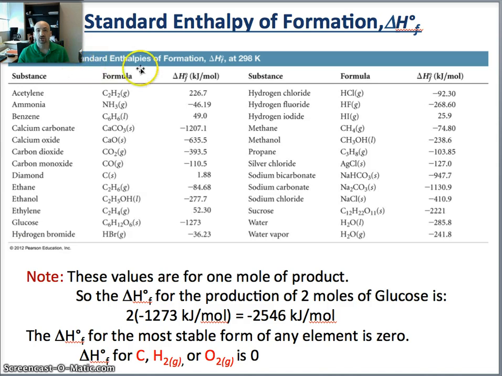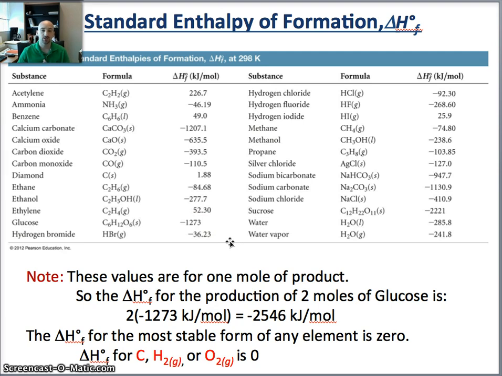So here are the standard enthalpies of formation, so delta H naught F. Okay, this is under standard states, 298 Kelvin and 1 atmosphere. And you can see that you can look at something like glucose, and it has a delta H naught F of about negative 1,273 kilojoules per mole. All right, you don't need to memorize this chart. It would be given to you.